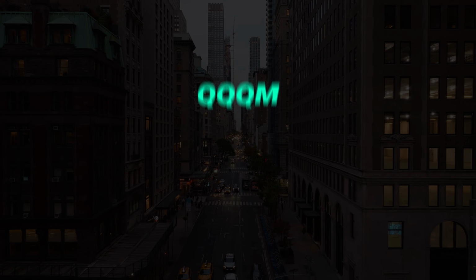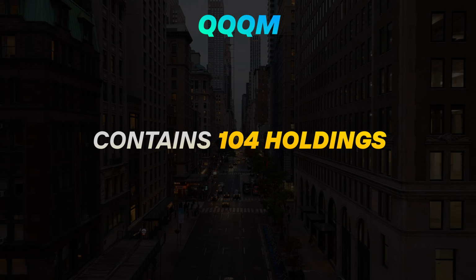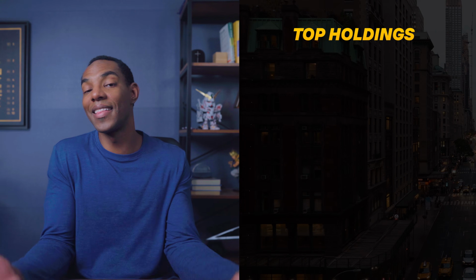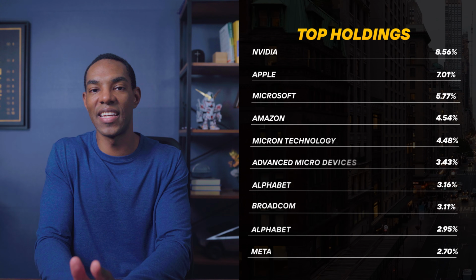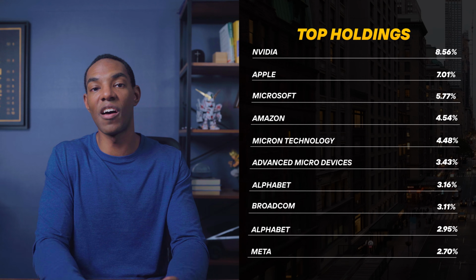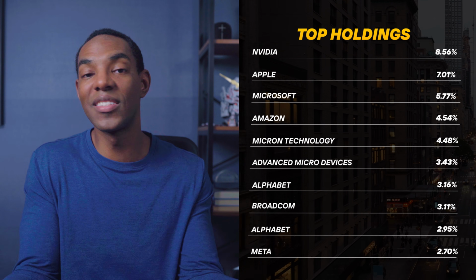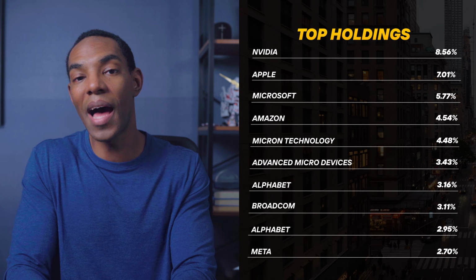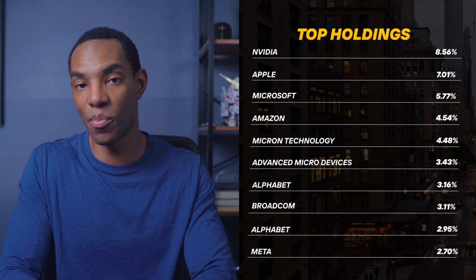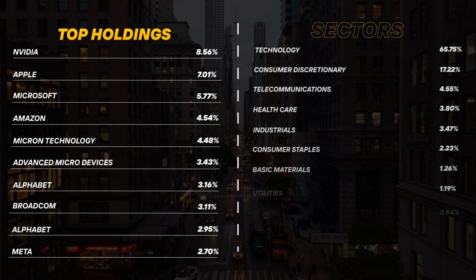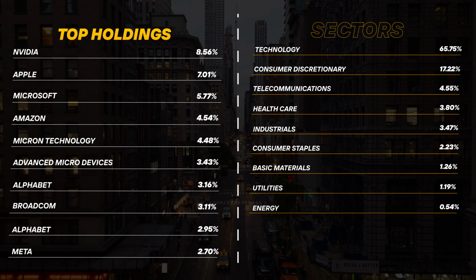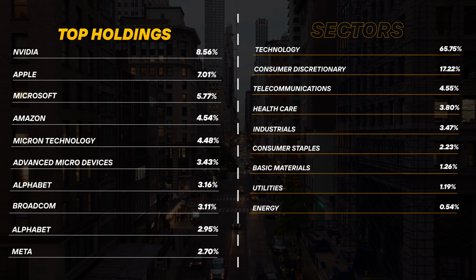Moving over to QQQM, this fund has 104 holdings in its portfolio. And the top holdings look very similar to SCHG, with Nvidia, Microsoft, and the others, with the only difference as of now being Micron. The stock weights are a little smaller as well, since these top stocks make up a little under half of the portfolio. On the sector side, technology makes up a big majority, followed up by consumer discretionary, and the rest is spread across other sectors.